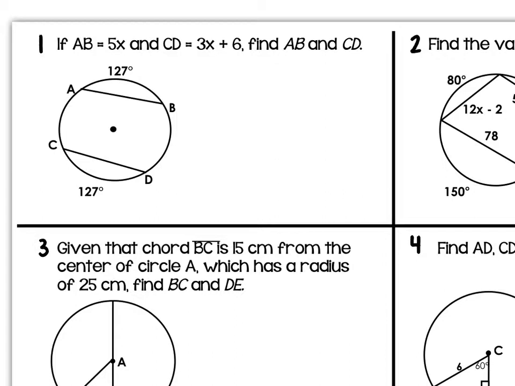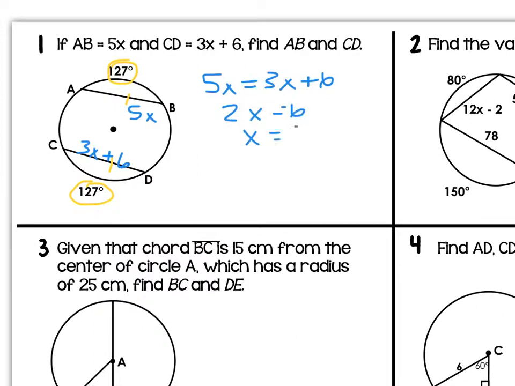Alright, so for this first one, I noticed that these 2 minor arcs are congruent, which means that these segments are congruent. So before I even read the question, I noticed that. So AB is 5x, CD is 3x plus 6. So since those 2 chords are congruent, we can set them equal. 5x equals 3x plus 6. So x equals 3. And it wants me to find AB and CD. Those are going to be equal. So 5 times 3 would be 15.